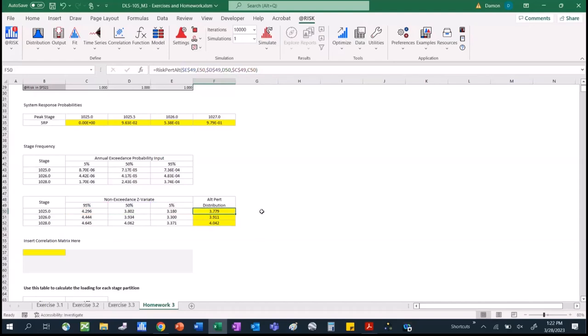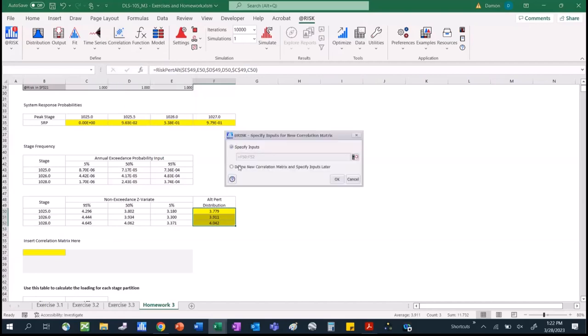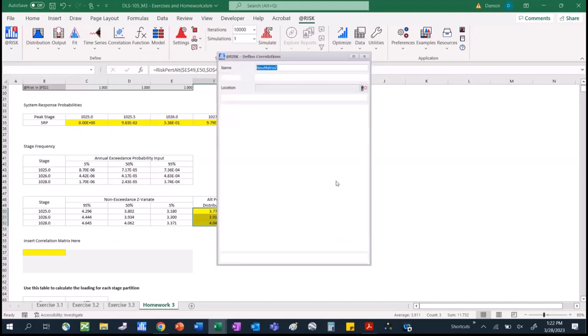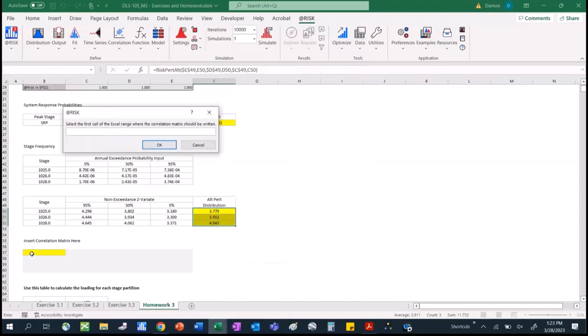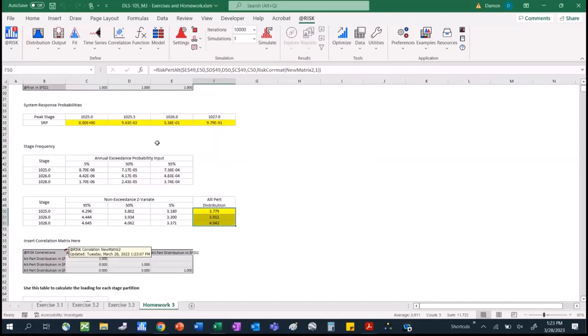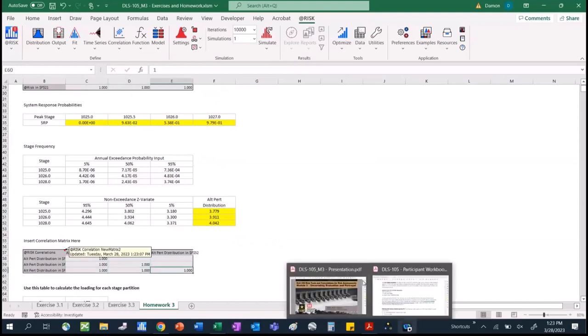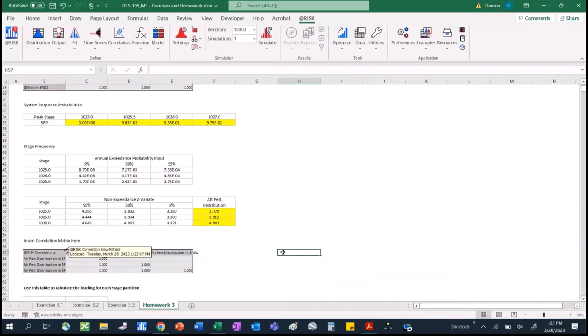All right, so now we need to add correlation matrices. Similar to what we did for the system response, I'm going to highlight those three values and then go up to correlation, define correlation matrix. My inputs are already set, so click OK. And then this time I'm going to go ahead and punch it in. Click OK, find the cell, and add it in. And then I'm going to take those zeros and turn them into ones. So basically a similar setup to what we did before.